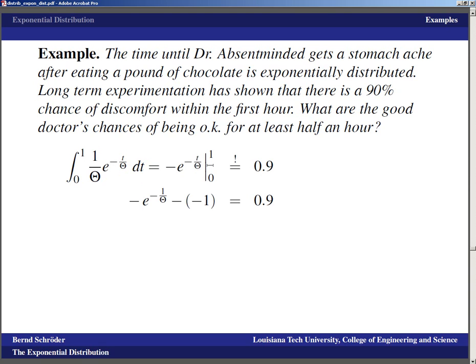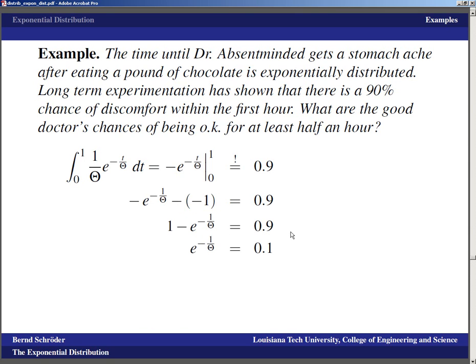Okay, so when we plug things in, that tells us that at the upper bound we have negative e to the negative 1 over theta, minus negative 1 at the lower bound, and that's supposed to be equal to 0.9. And now we just solve an equation, right? So I think I first simplify the negative signs here. Yeah, that's 1 minus e to the negative 1 over theta. That's supposed to be 0.9.